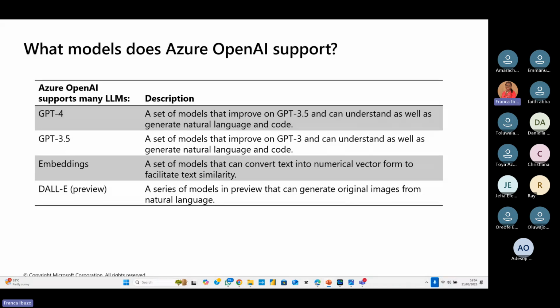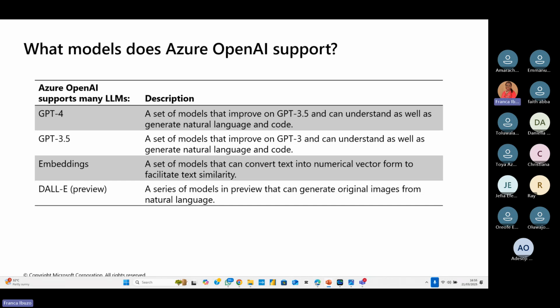Then you have the embeddings. It's a set of models that can convert text into numerical vector form to facilitate text similarity. We did tokenizations and embeddings, and you saw examples there. Then we also have DALL-E, a series of models in preview that can generate original images from natural language.